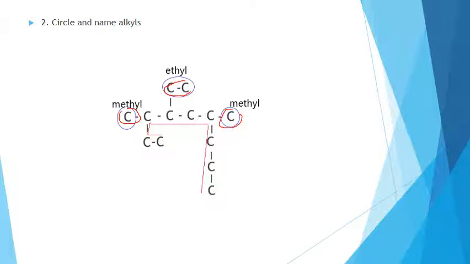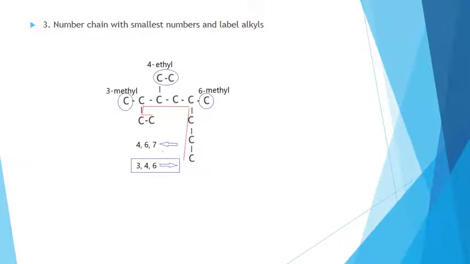So now what you have to figure out is which direction is better for numbering. Okay. All right. So if we start from this carbon right here, it would give me 4, 6, 7. And if we go this way, it would give me 3, 4, 6. So I'm going to start over from this carbon right here and go 1, 2, 3, 4, 5, 6. So it's going to end up being a 3 methyl, 4 ethyl, 6 methyl.